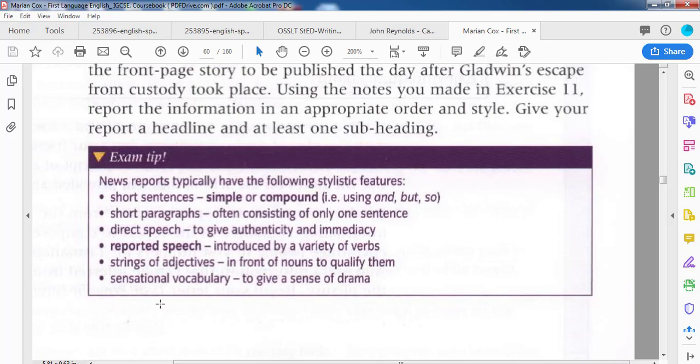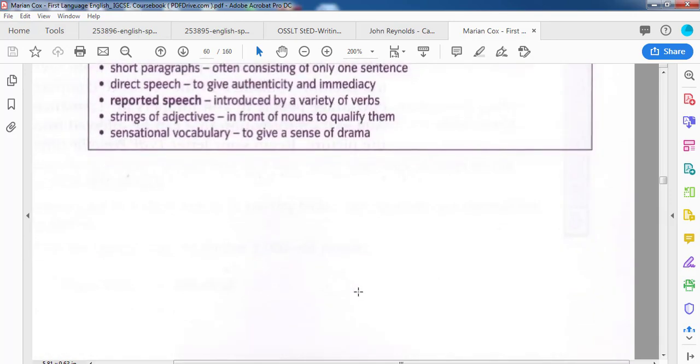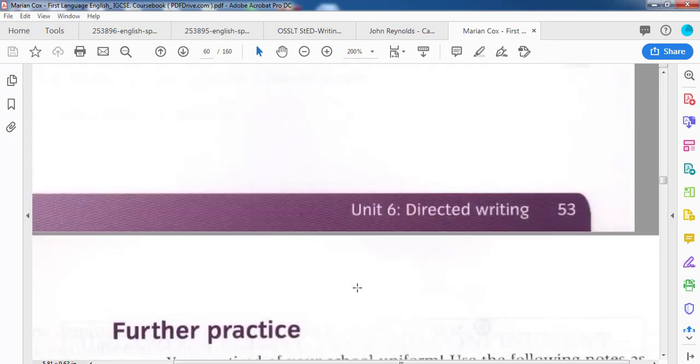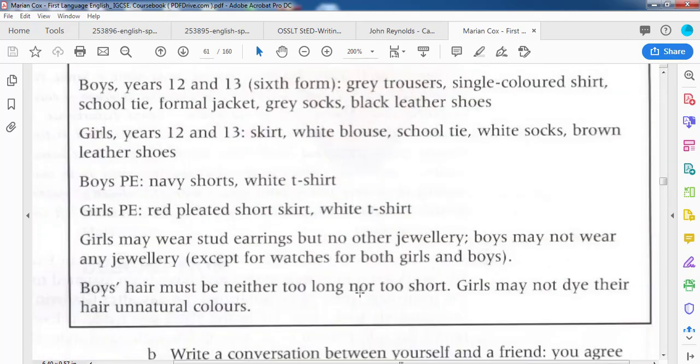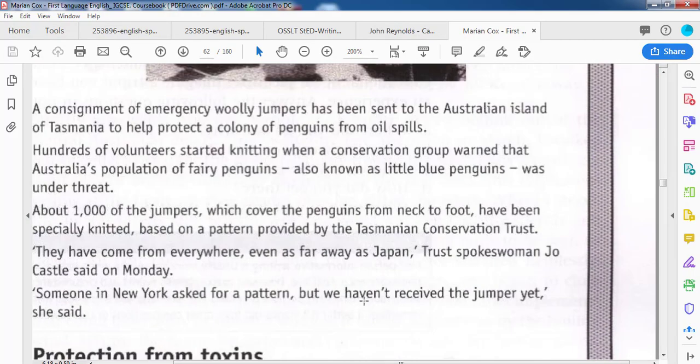Strings of adjectives, because this is very important. It will give a quality to your writing. And sensational vocabulary, because it will create a kind of drama and a kind of sense, okay?